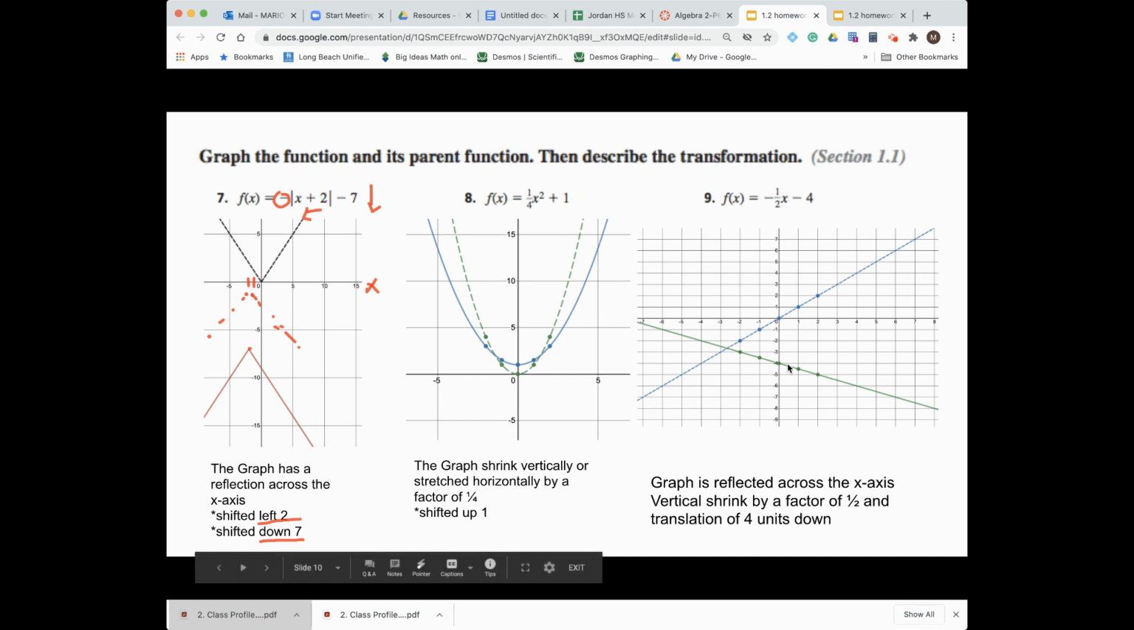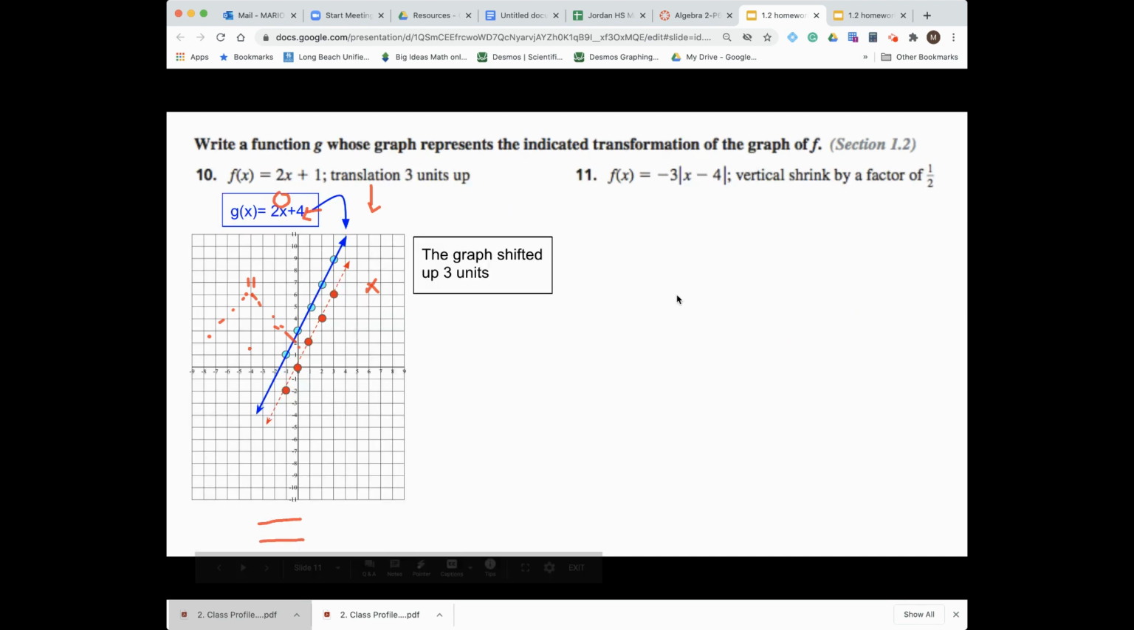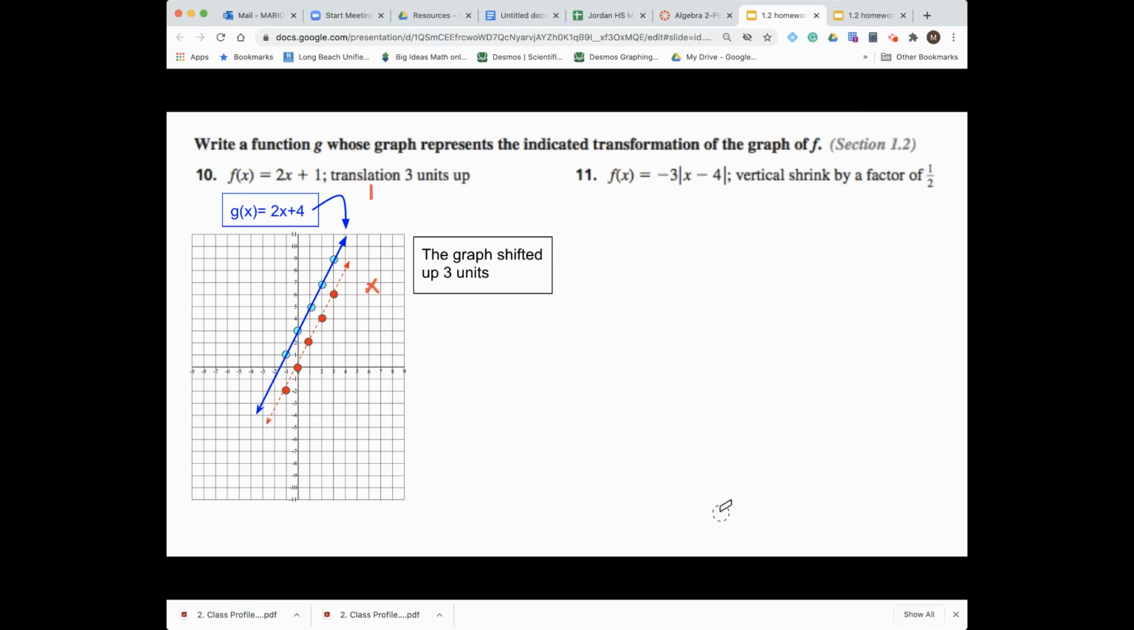Okay, for this last one over here, number 9, the graph is reflected across the x-axis, and it's a vertical shrink by a factor of 1/2, and translation 4 units down. Okay, 4 units down. Last but not least, right here, let me erase this. Okay, then this is my original over here. So this one will be the parent function, and this is the shift. And for this one here, it will be that.